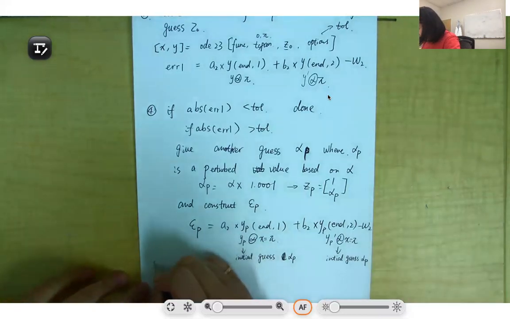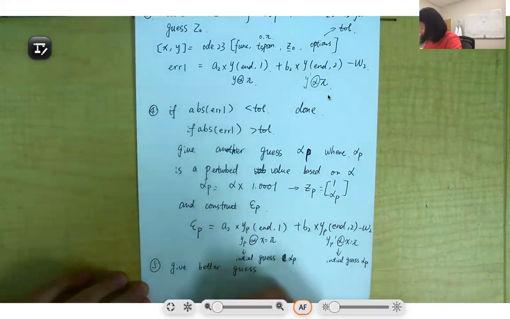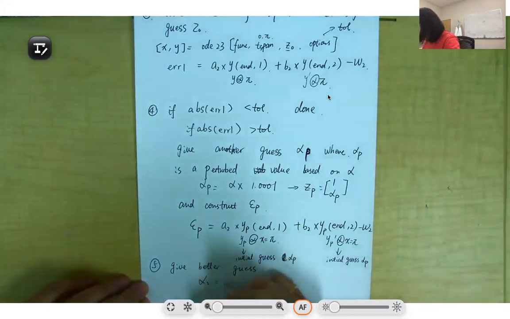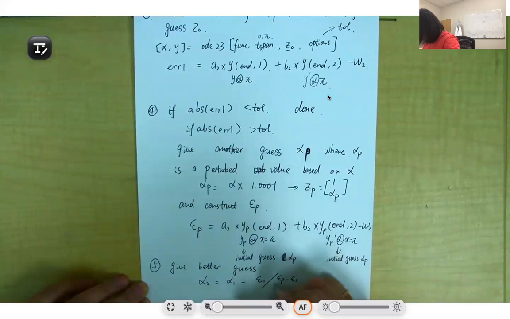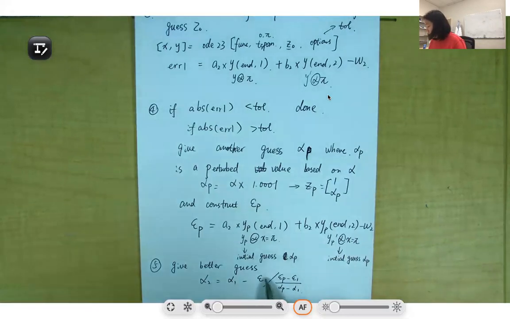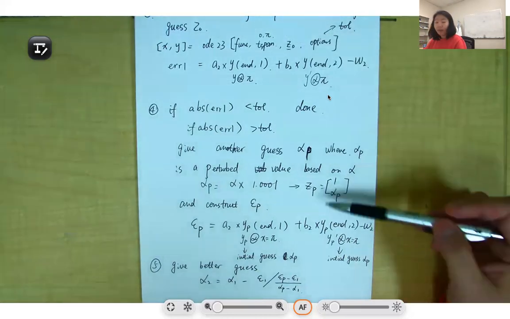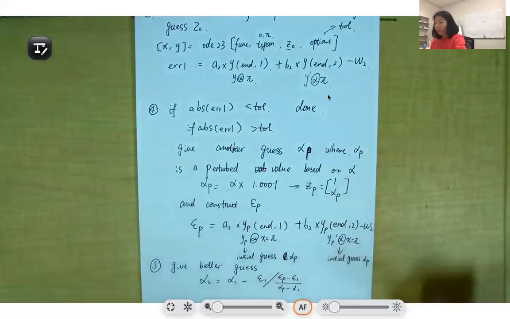What you can do is give a better guess. We can say alpha 2 will be equal to alpha 1 minus epsilon 1 divided by the quantity epsilon p minus epsilon 1, divided by alpha p minus alpha 1. And you can do the same thing with alpha p minus epsilon p divided by the quantity epsilon p minus epsilon 1, divided by alpha p minus alpha 1. It's basically a question of which initial guess gives the better guess. But since the initial Z0 and ZP are pretty similar to each other, it's just based on a perturbation. So depending on which initial guess, either is fine to give the better guess.